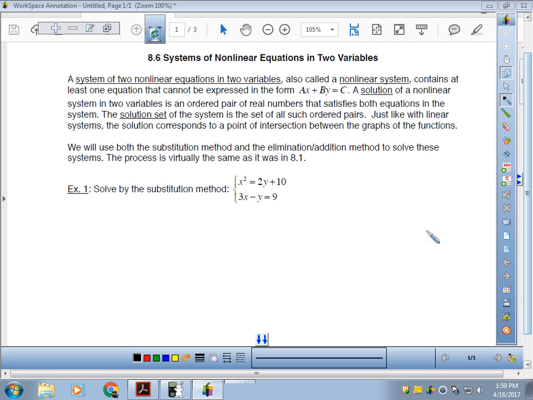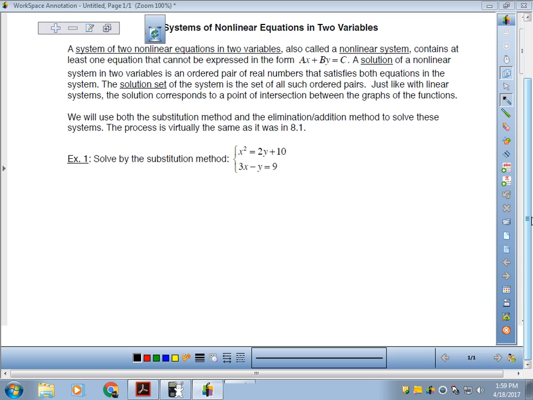So let's look at an example here. Example 1 asks us to solve this system by the substitution method. x squared equals 2y plus 10, and 3x minus y equals 9. What I'm going to do is solve one of these equations for a variable and then plug it into the other equation. I'm actually going to solve this bottom one because it's easier to solve. I'm going to solve it for y.